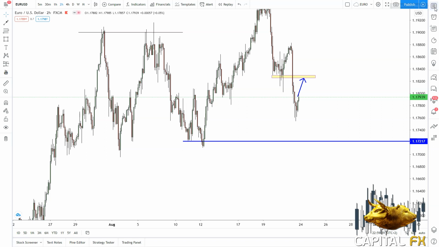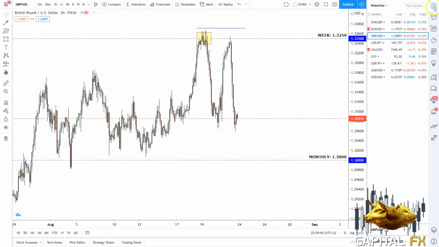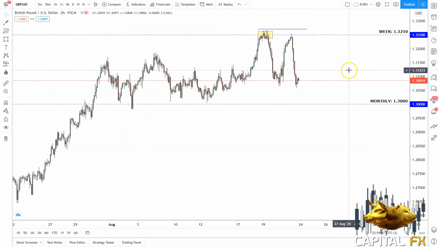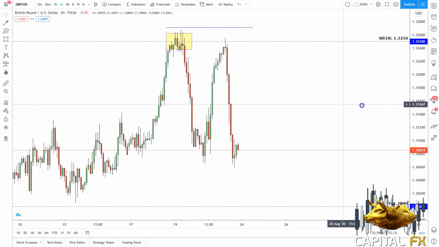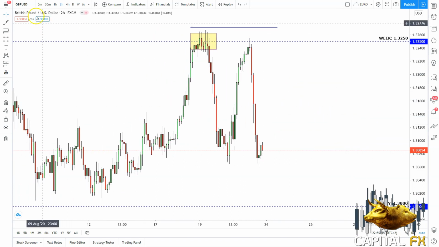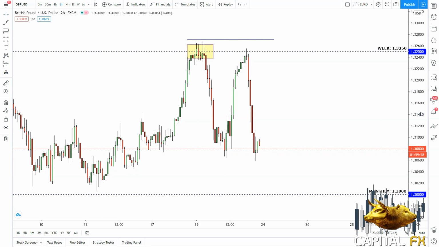And then I'm going to go to the pound dollar. Guys, one thing to note, it's important that you understand pair correlation. Always remember, guys, that the GBPUSD is negatively correlated to the EURGBP. So it's important that you always follow how the EURGBP moves in conjunction with the pound dollar. The market has just recently opened. You can see there's already a gap in the market.